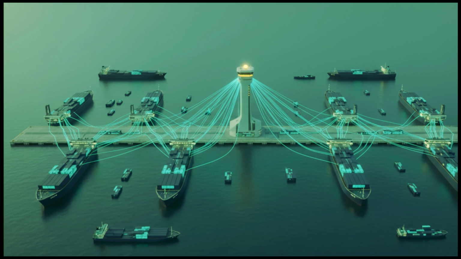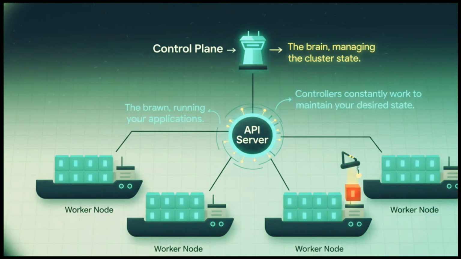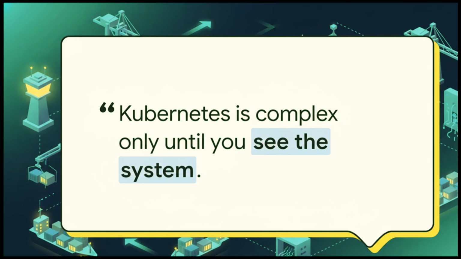So we've seen the control tower and the cargo ships. Let's bring it all together for a quick recap. So here's your blueprint. The control plane manages, the worker nodes run your apps, controllers keep things stable, and the API server is the hub. And just like that, you see the system. Not so complicated, right? It's just a well-organized port, doing its job.